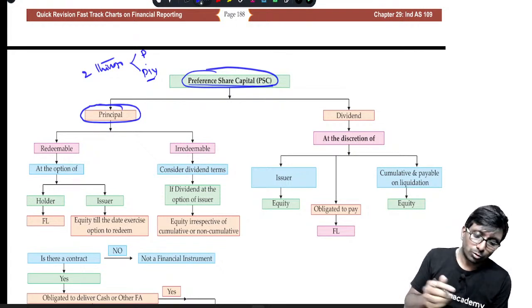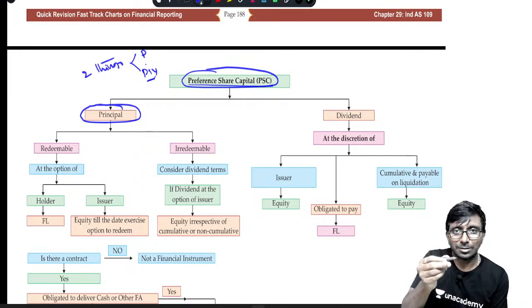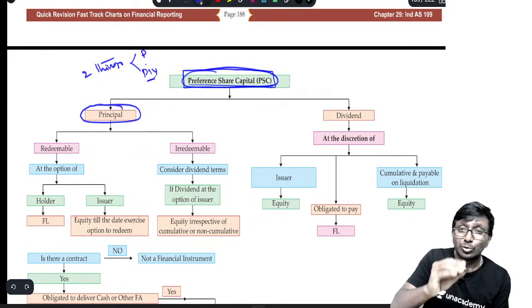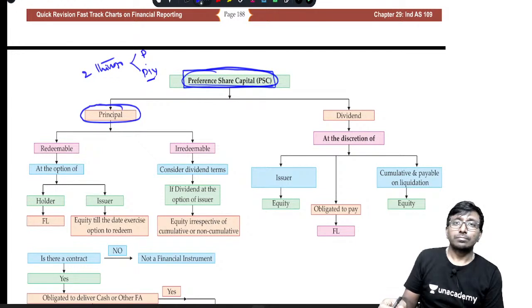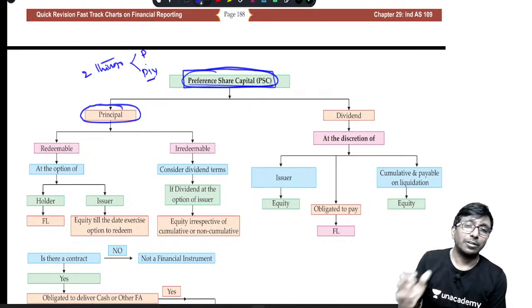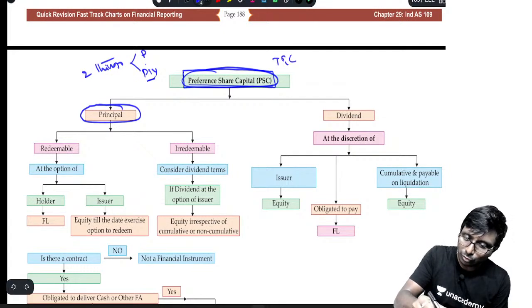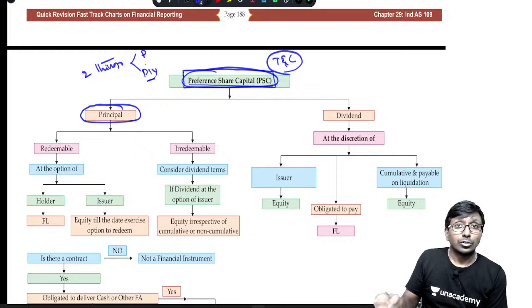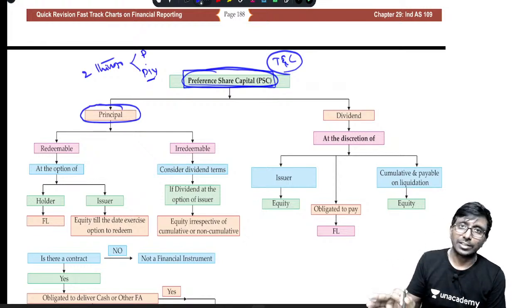Fine. The question is about the principal. First of all, you are not supposed to analyze it by looking at the name of it. Understood? Right. You have to look at the terms and conditions of the agreement, not the name. Going by the name is very dangerous actually.